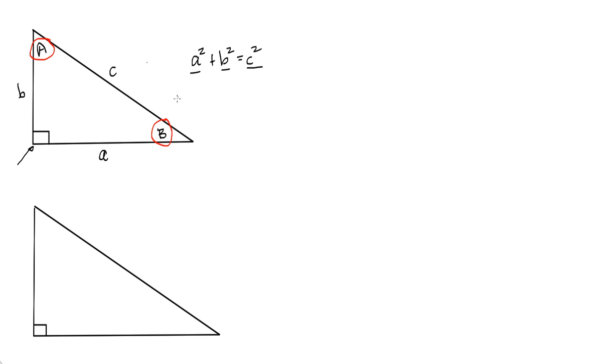You also need to understand the terms opposite and adjacent. Okay? Opposite and adjacent. So let's take a look at the word opposite first. The term opposite refers to the side, or a side, that is not part of the angle we're referring to.